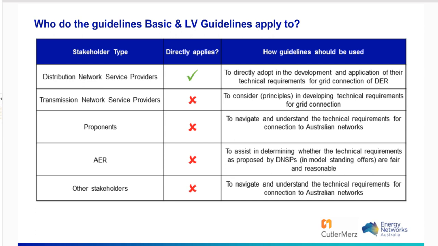So, who are these guidelines actually applying to? Well, we developed these specifically for the DNSPs, or distribution network service providers, to directly adopt in the development and application of their technical requirements for grid connection of distributed energy resources. So they'll use these as a template for their own guidelines, which stakeholders will use. Other stakeholder types can utilise these documents, but they're not directly for them.